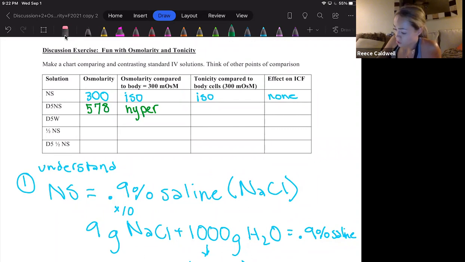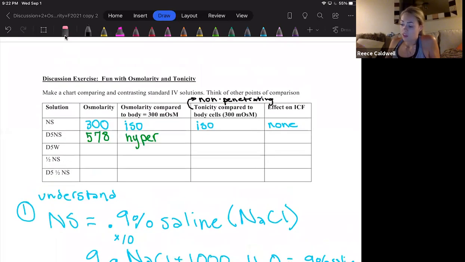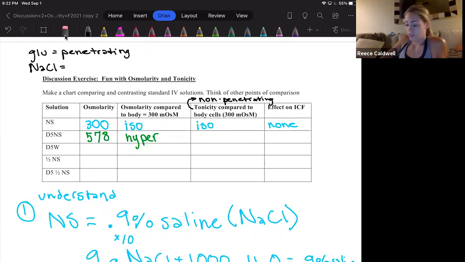That's incorrect, and it's super important to know because when looking at tonicity, we only consider non-penetrating molecules. Glucose is a penetrating molecule. It needs to go in and out of the cell for energy use, so it does penetrate that cell membrane. However, sodium chloride does not. So sodium chloride is non-penetrating. It does not enter into the cell.